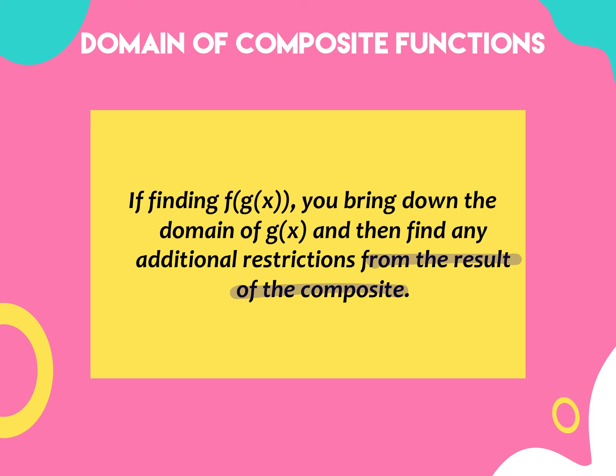So if I had f of g of x, and I want to get the domain, I'm going to combine them together. I'm going to look at that end result and see if there's a domain restriction. But then I also have to go back to the one on the inside or the one on the right, g of x, and see if there's a domain restriction there and include that as part of my domain restriction.